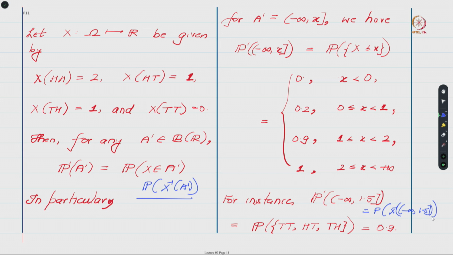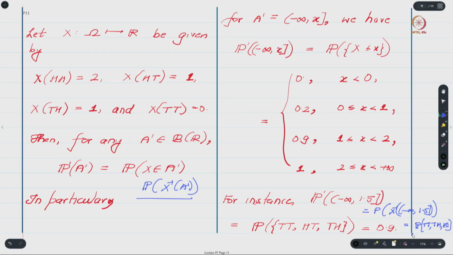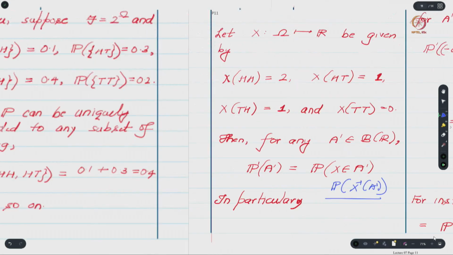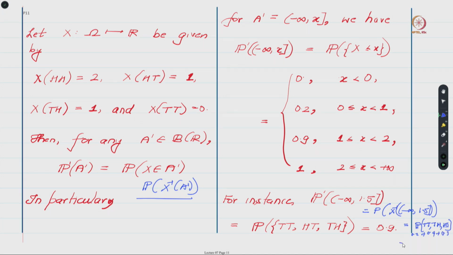So we have to look at this, and this is basically all those elements where X assigns a value between minus infinity and 1, and this is basically P of the set {TT, TH, HT}. If you look at TT, TH and HT, and if you go back, TT was assigned the value 0.2, plus TH was 0.4, and HT was assigned the value 0.3. If I add 0.3 over here, you will see that this turns out to be 0.9. Is this okay? From this one can see that this is how you get the value of 0.9 when x equals 1.5, and you can similarly calculate the other values.